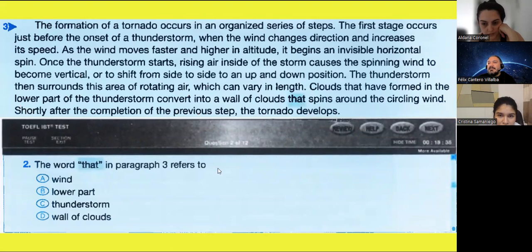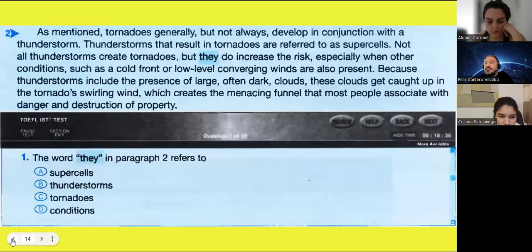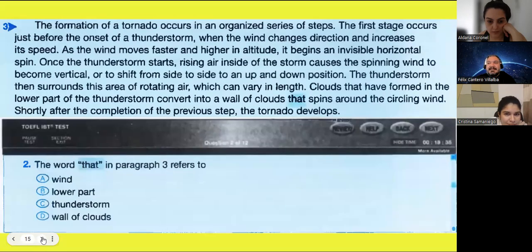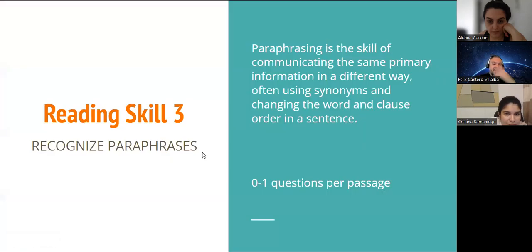Okay, so yes, let me just show the previous question because I forgot to restart the recording. So in this case, the word they in paragraph 2 referred to, what was it? The thunderstorm. Thunderstorms. B. Yeah, exactly. So that is enough information to get it. Very good. So this is reading skill 2. Again, there are a lot of passages. I think there are like 30 something questions to practice this skill in the platform in the Google Classroom.